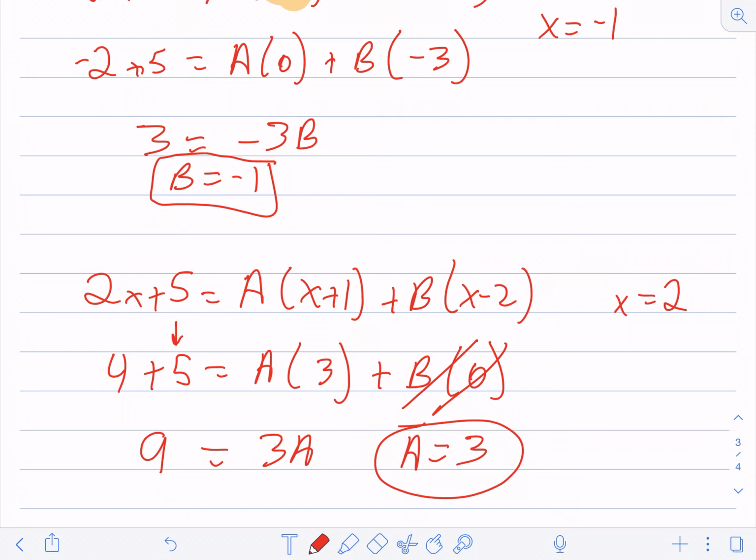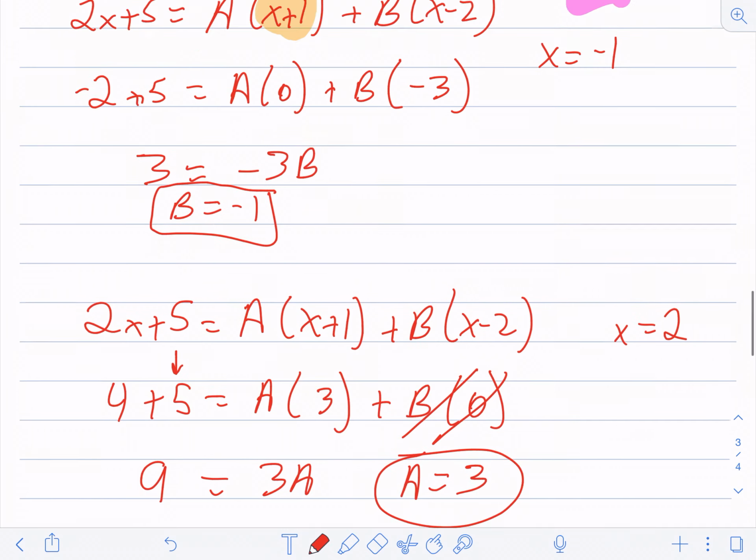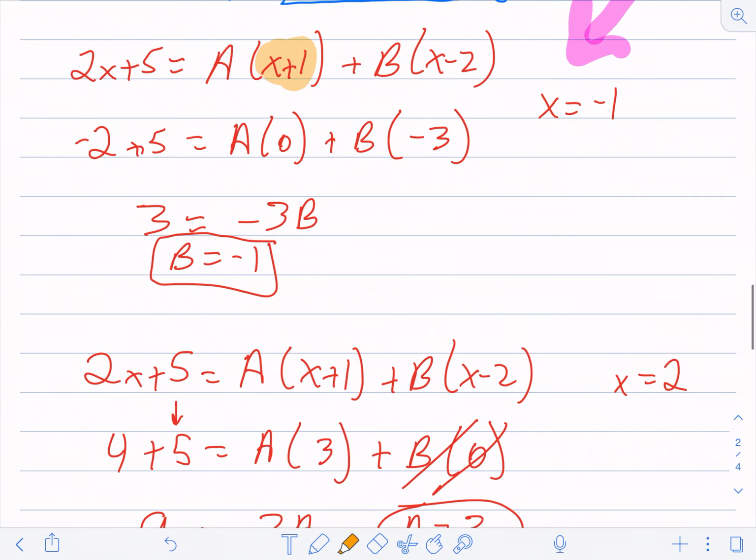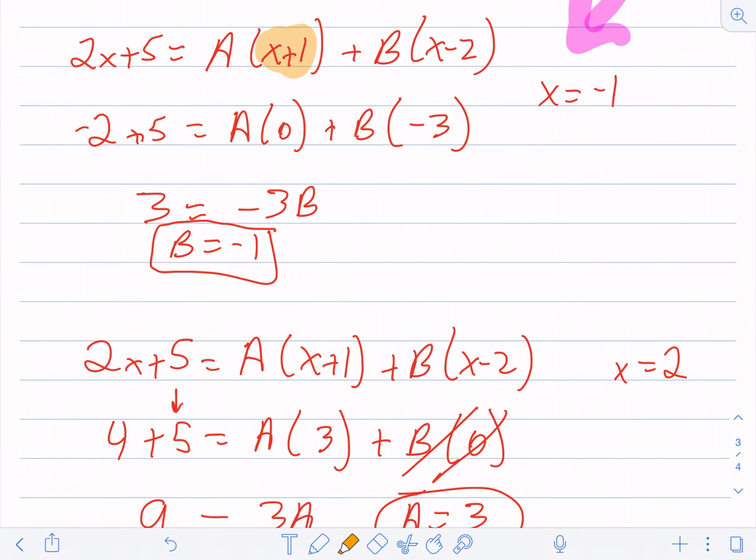So that was an easier way of getting my a and b, and I would have gotten the same answers as I did up here as well. So there's 2 examples of partial fraction decomposition. I have one more example I'm going to show you, but that's going to be in the next video.